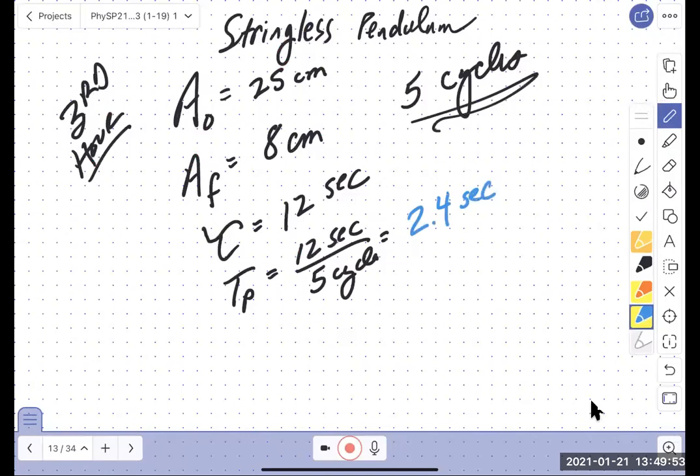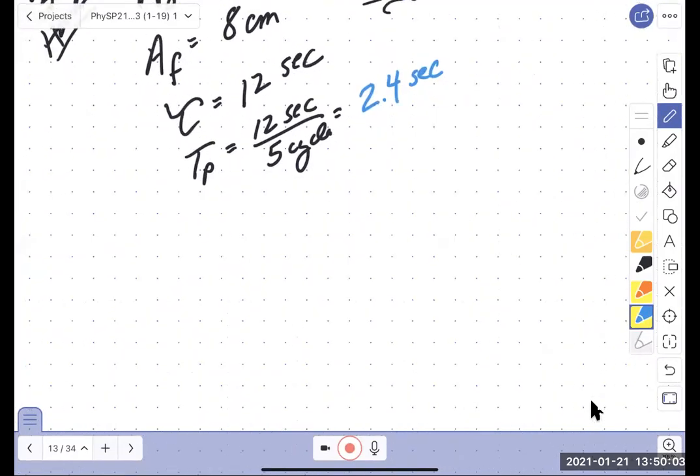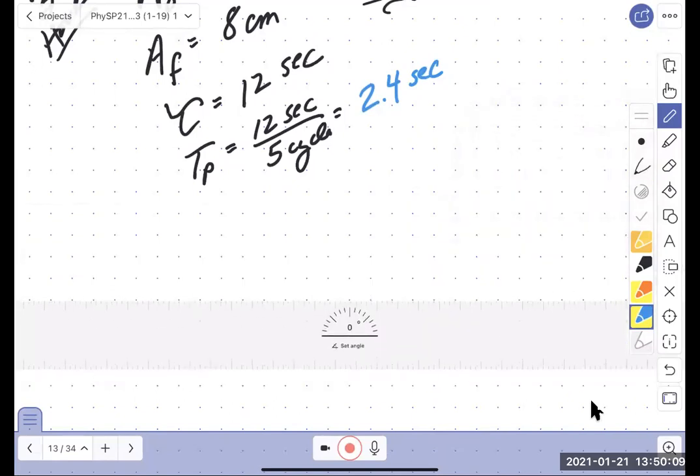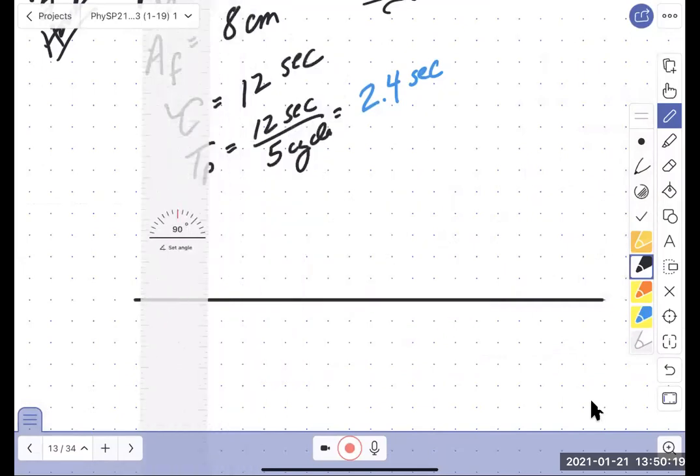Okay, so we need to plot this. This time it is an oscillation. We need to plot 5 cycles of this oscillation. So you'll need a ruler or a straight edge or something, because this really can't be sloppy. It's just going to be gobbledygook, 4th grader stuff if you don't use a ruler.